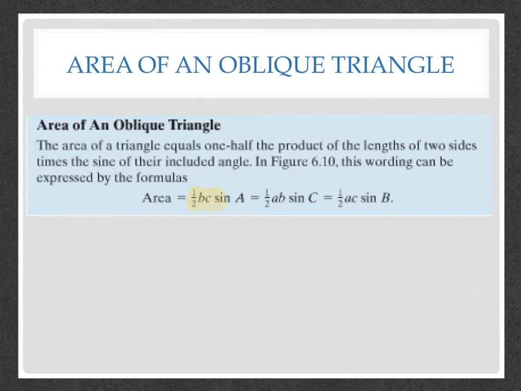So if you have sides B and C and angle A, then you would do 1/2 times B times C times the sine of angle A. If you had sides A and B and angle C, then you do 1/2 AB times the sine of C. And if you had AC and angle B, then you would do 1/2 AC times the sine of B.